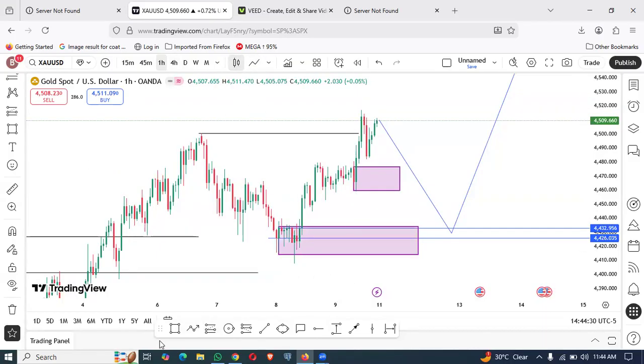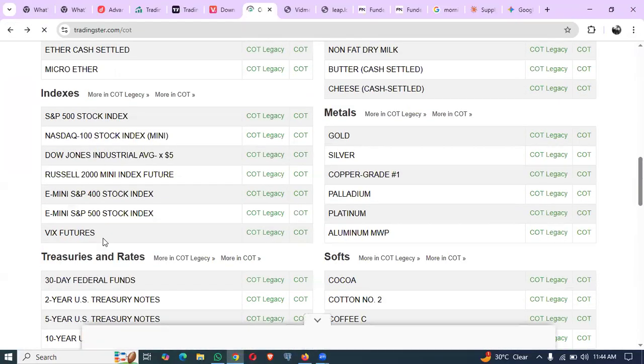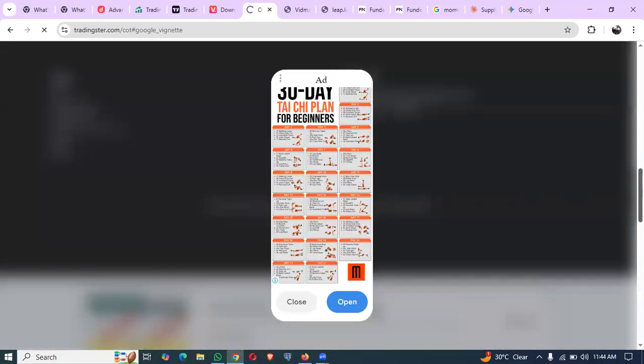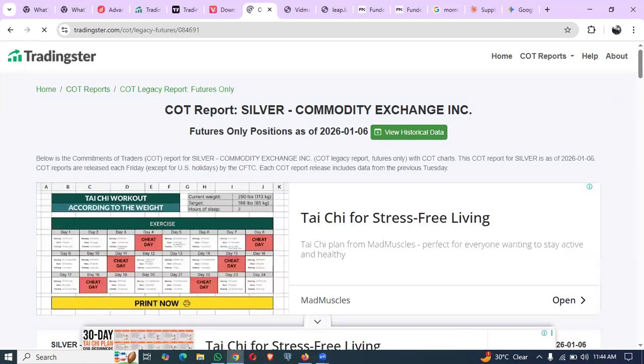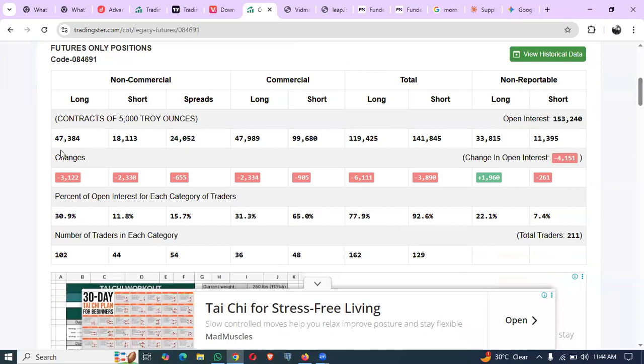On your own, check the COT report. Any pair you want to trade, check the COT legacy. Know where the big boys are putting their money. Then look at silver, the same thing. They have 47,000 positions long and 18,000 short. The difference is clear. 30%, 11%. 102 buyers, 44 sellers. The difference is clear. Go to your candlesticks now.